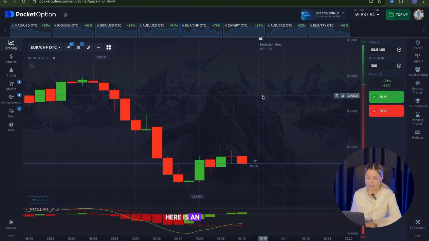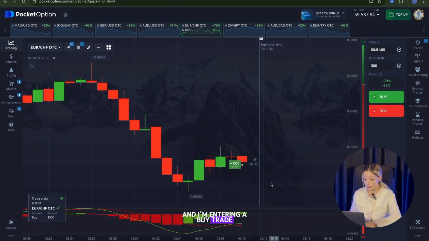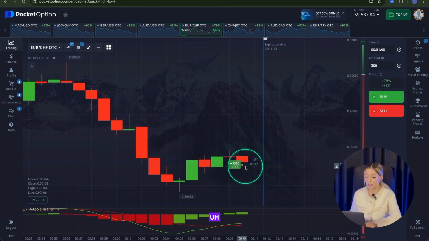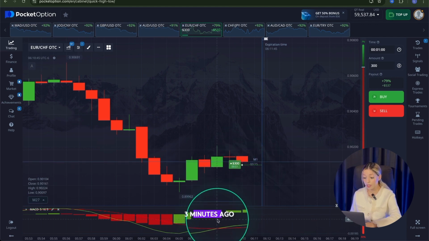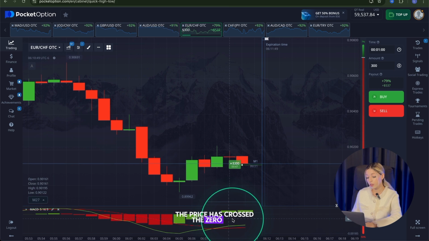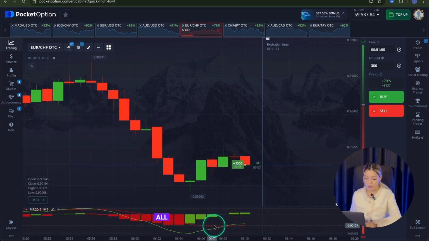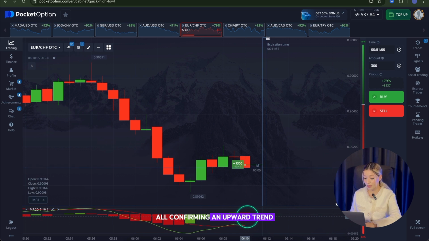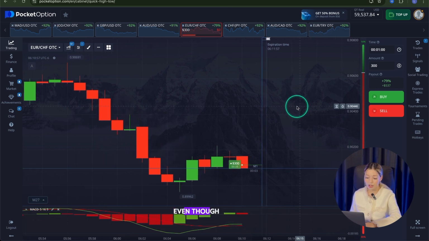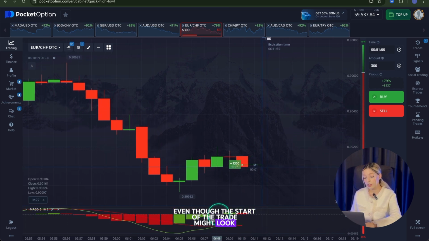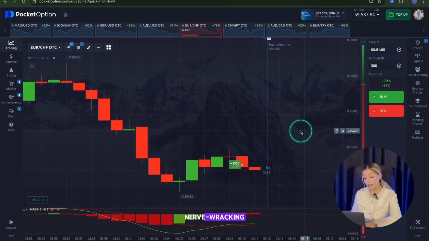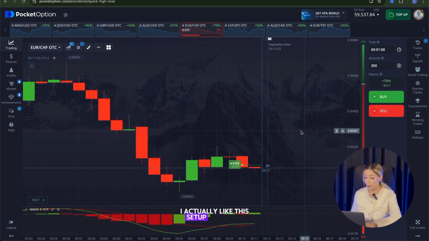Alright, here is an interesting setup, and I'm entering a buy trade. We can see that about 2-3 minutes ago a buy signal appeared. The price has crossed the zero line, and our moving averages have crossed, all confirming an upward trend. So even though the start of the trade might look a bit nerve-wracking, I actually like this setup, and soon you will see why.